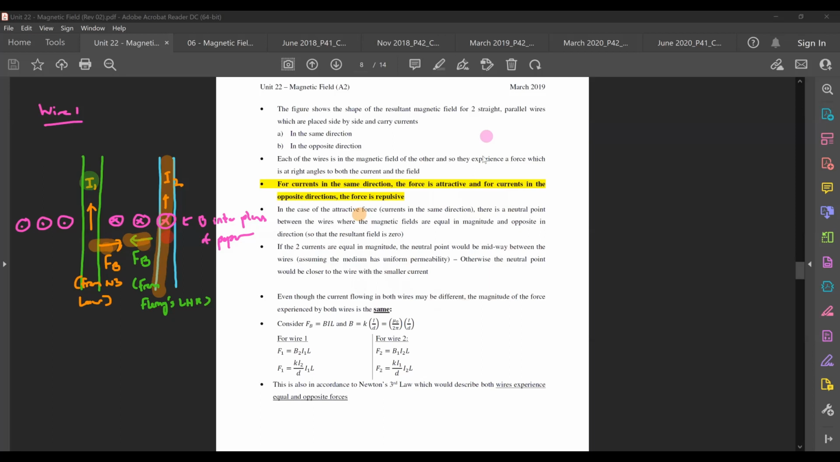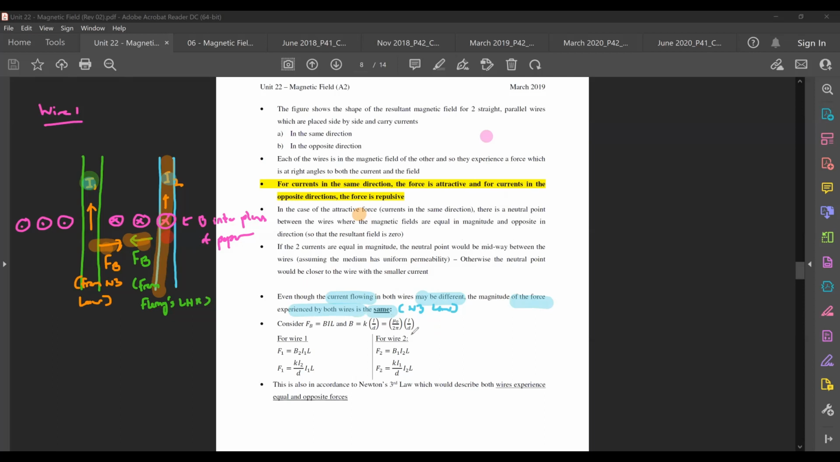For the two wires with their currents I1 and I2, you could have a case where the current flowing in both wires are different, but the magnitude of the force experienced will always be the same. This is because of Newton's third law, which states that the forces between two bodies must be equal and opposite to each other. So just bear this in mind now.